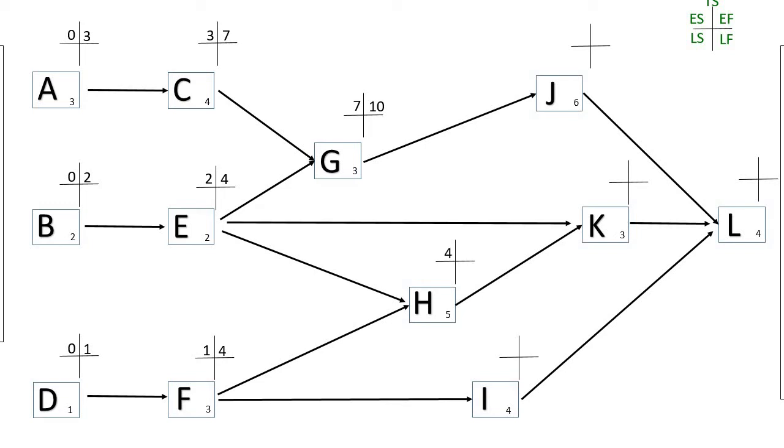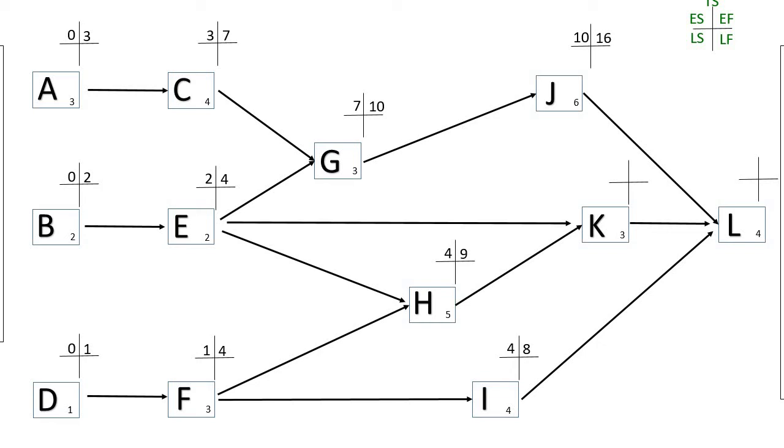We have a similar situation whereby activity H would start on day 4 and with 5 days duration, it would be 9 days. Activity I is dependent upon F finishing. If F finishes on day 4, the early start for I would be on day 4. 4 plus 4, the duration of I, would be 8. Activity J is dependent upon G finishing. If the earliest finish for G is on day 10, then activity J, the early start would be on day 10. 10 plus 6 is 16.